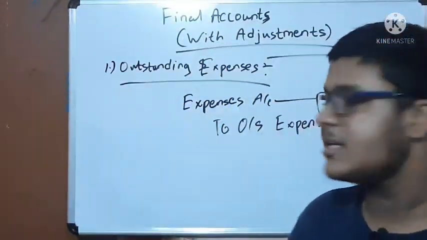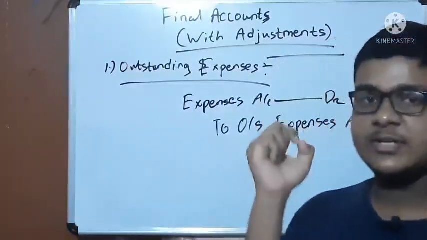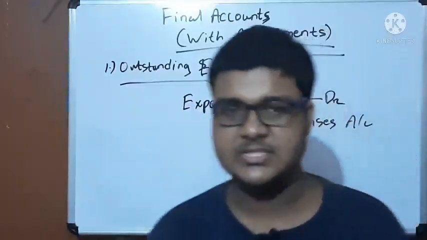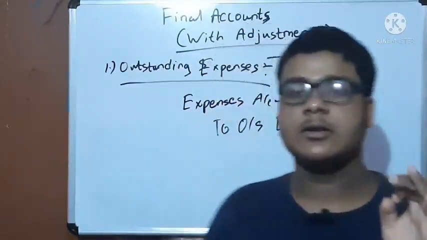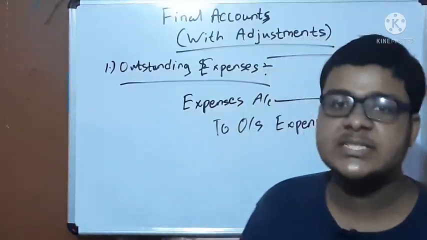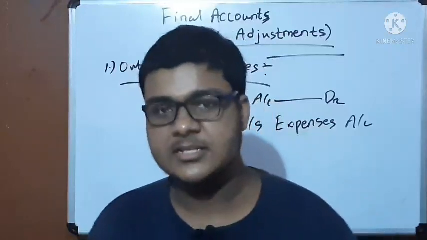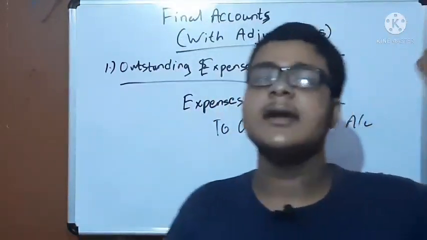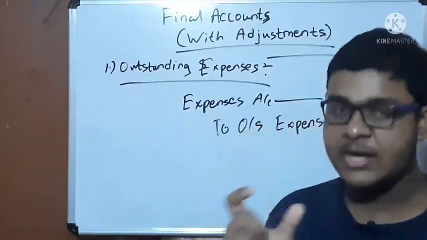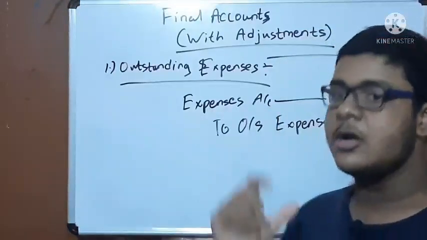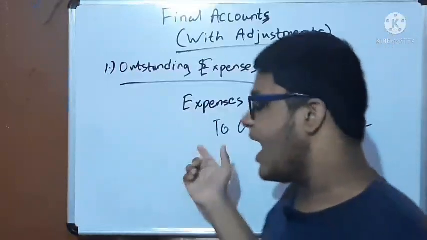And where are expenses and outstanding expenses to be treated? So the treatment of this outstanding expenses is done first. If the expenses are, for example, salary, wages, etc. Wages is a direct expense, and it is recorded on the trading account debit side. If outstanding wages occur, then it is to be recorded on the trading account debit side.